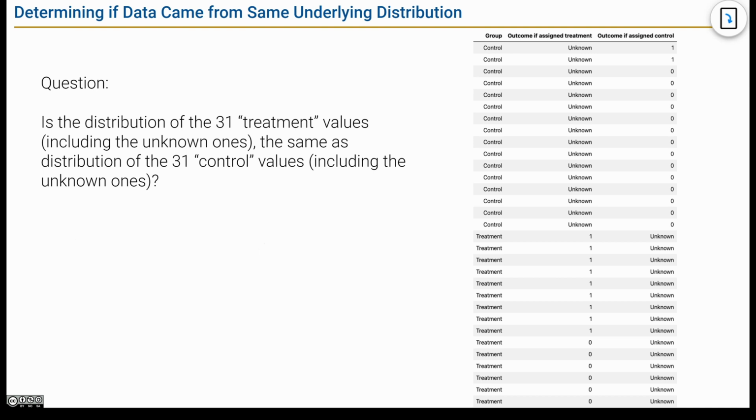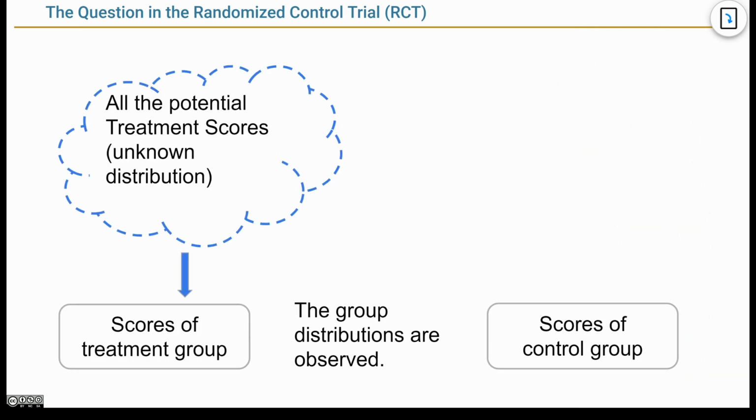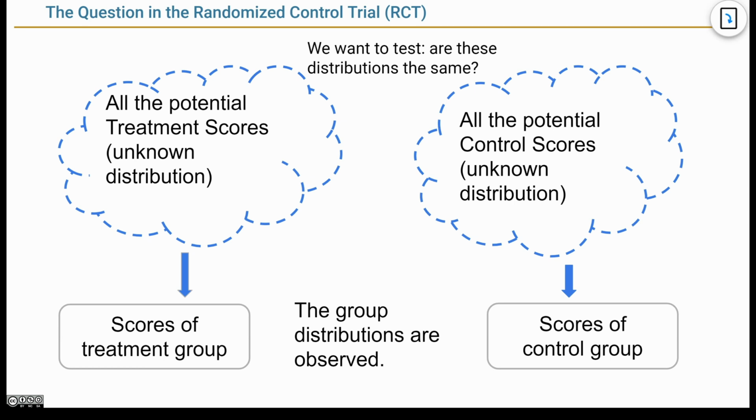So if you think of this in terms of comparing two samples, our question is the distribution of the 31 treatment values, including the unknown ones, right? So this whole distribution here, even though I can't see it all, is that the same as this distribution? Could they have come from the same original distribution? So here's a picture of this. All the potential treatment scores, all the potential control, are these two, and I have them in the cloud because we don't know what they look like. They're unknown. Are those two the same?